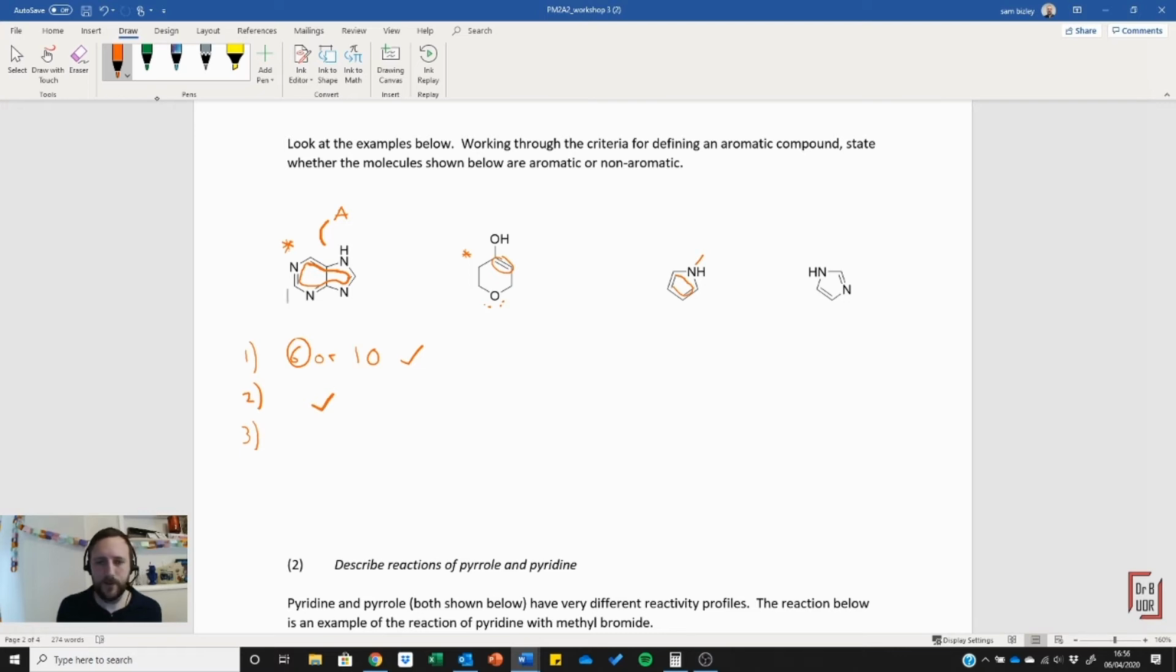And is it planar as well? Well, again, you can think about the double bonds always hold things fixed in place, and actually that's why we often draw them like this, it's showing that fixed position, and it would be held in a sort of flat particular plane. So it is also a tick for that.